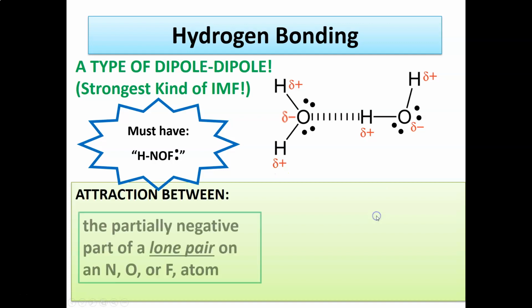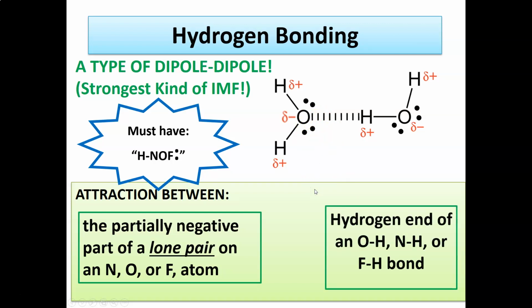So we end up with the partially negative part of the lone pair on one of our NOF, N-O-F atoms, and it's being attracted to the hydrogen end of one of those bonds. We have a pretty partial negative over here, that partial positive over here. We end up with an electrostatic attraction.